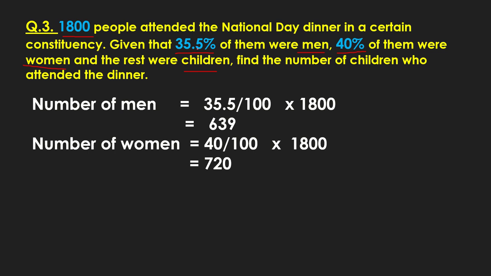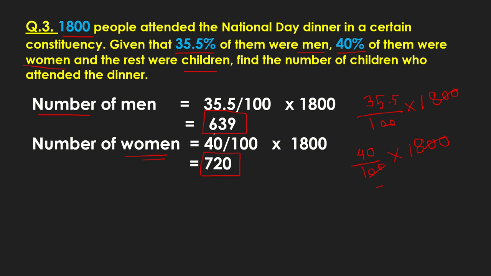Here the percentage is given, but we need to figure out the number. 35.5% means out of 100, of the total number, 1,800. Cancelling the zeros and multiplying, we get 639, that is the number of men. And how about women? We know that 40% is out of 100, of the total number, 1,800. Cancelling, it will be 720, that is the number of women.